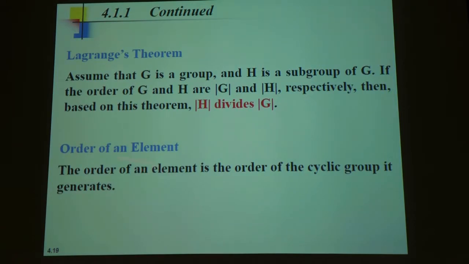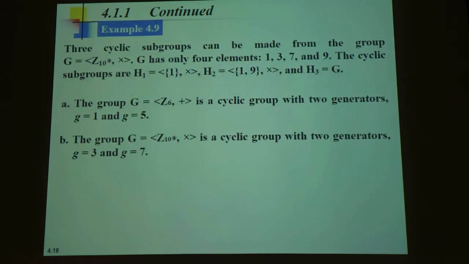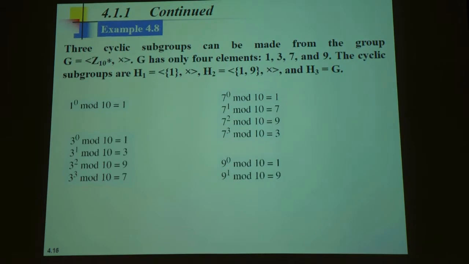So we already explained what is the order of the element. The order of an element is the order of the cyclic group it generates. Okay? Right? So what is the order, for example, of 7?